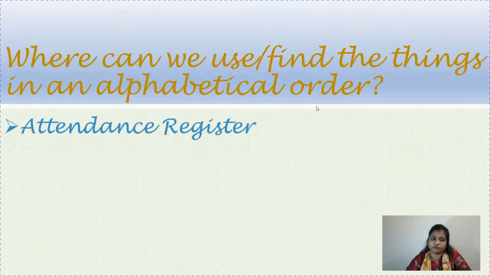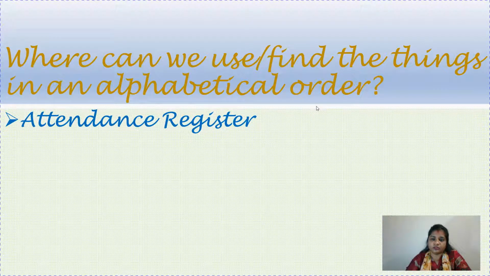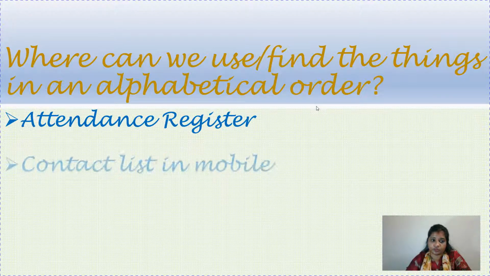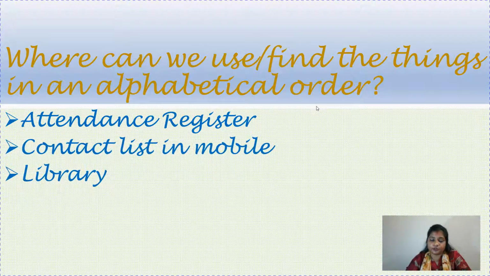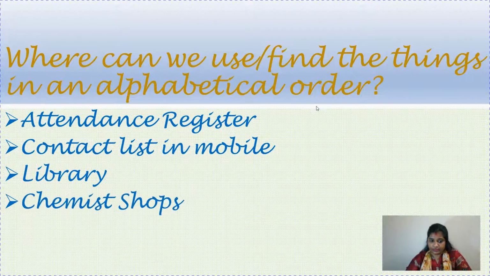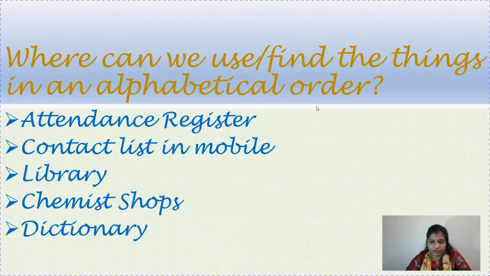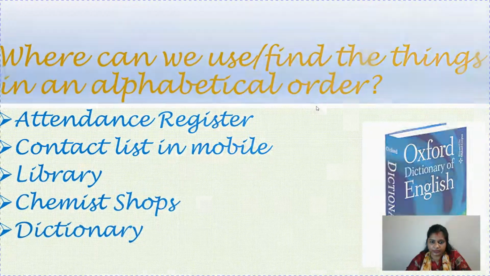So let us see, children, where can we find things arranged in alphabetical order. First is the attendance register, which you can find in a school. Then the contact list in a mobile. Obviously the library also. In many libraries we will see the books are arranged in alphabetical order. Chemist shops, where you will find that the medicines are arranged. And the dictionary, the most common example.